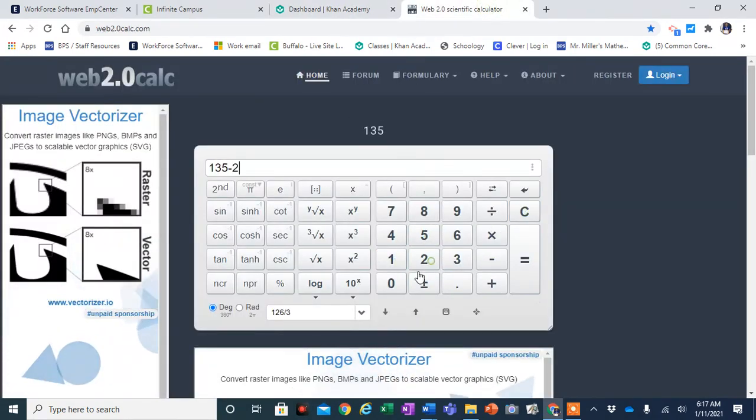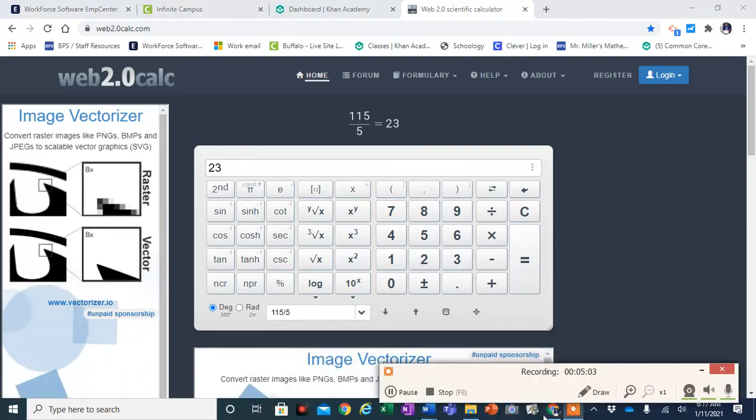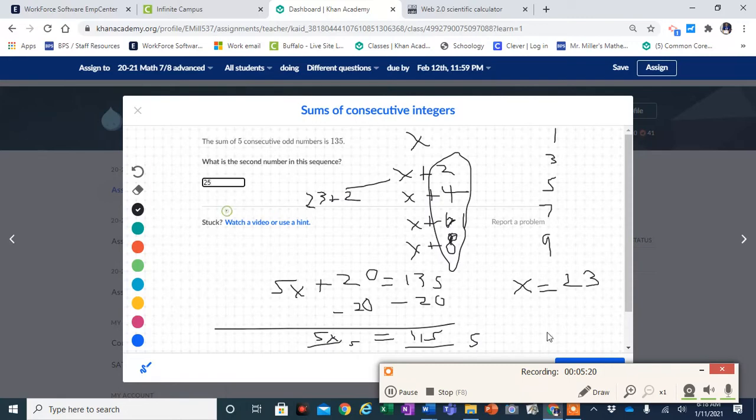135 minus 20, divided by 5, is 23. So that means that x is 23. They want the second number in the sequence, so that would be this one. So that's 23 plus 2. So your answer is 25.